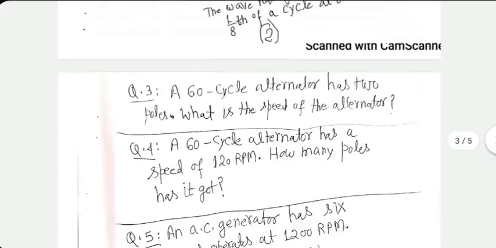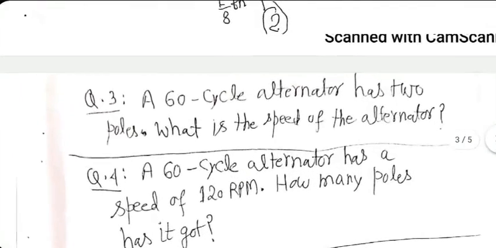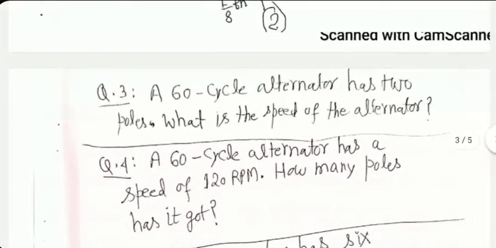Next problem is even simpler. And this is related to generator. In fact, not one, there are many problems. A 60 cycle alternator has 2 poles. What is the speed of the alternator? This question is asked even in job interviews. Even mechanical engineers are supposed to know the answer to this.